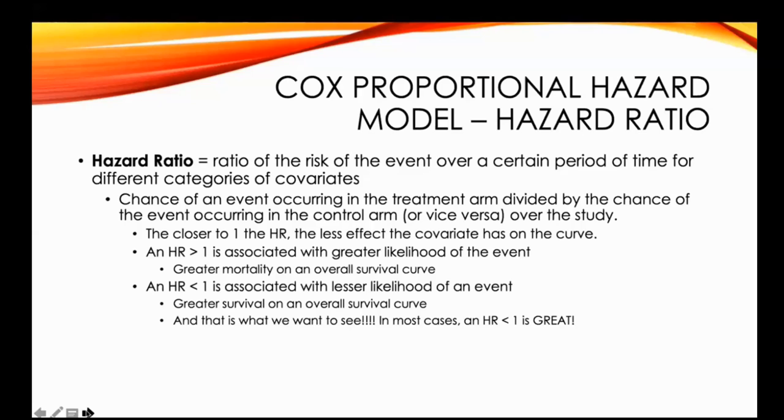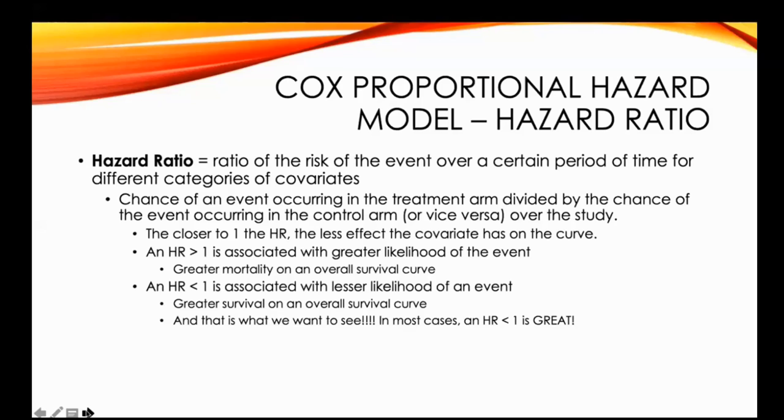And it is calculated by taking the chance of an event occurring in the treatment arm divided by the chance of an event occurring in the control arm, or you can actually do it vice versa, but it's usually done as the chance of the event in the treatment arm divided by the chance of the event in the control arm.